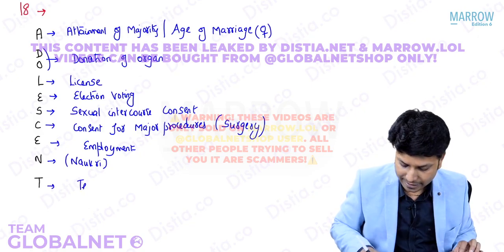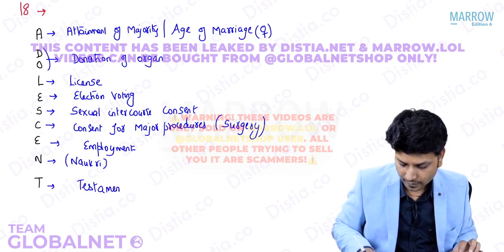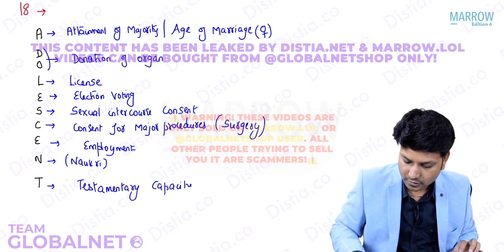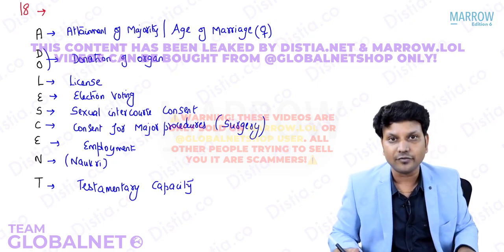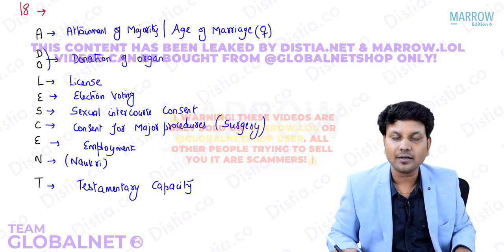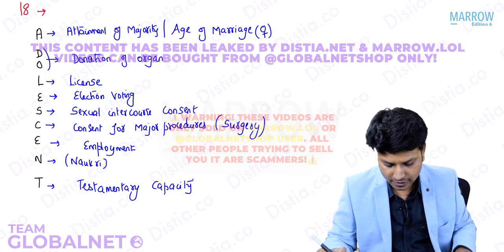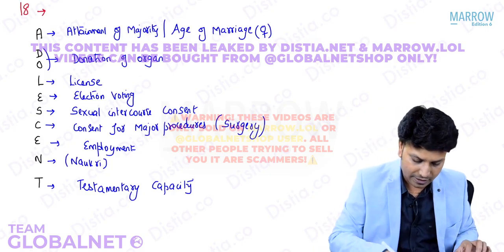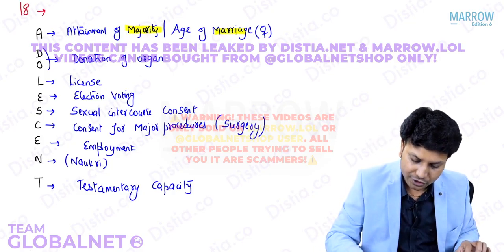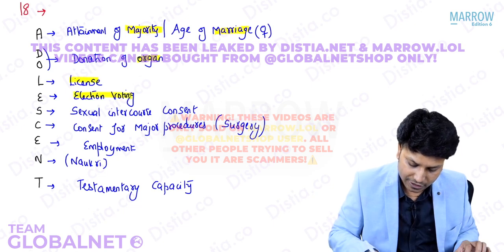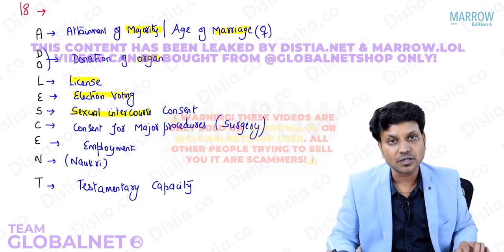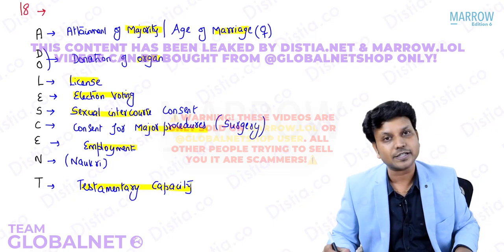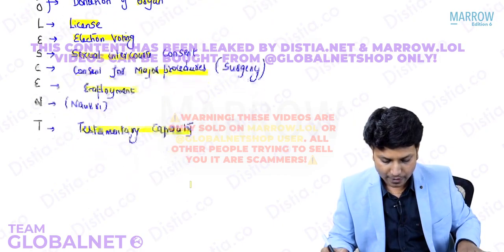And T for testamentary capacity. What do you mean by that? The person has the capacity to make a valid will. A person of 18 years can write a valid will. So these are all the medico-legal importance of age 18. You can remember it: majority, age of marriage, organ donation, license, election, voting, sexual intercourse, consent for any other major procedures, employment, and testamentary capacity.